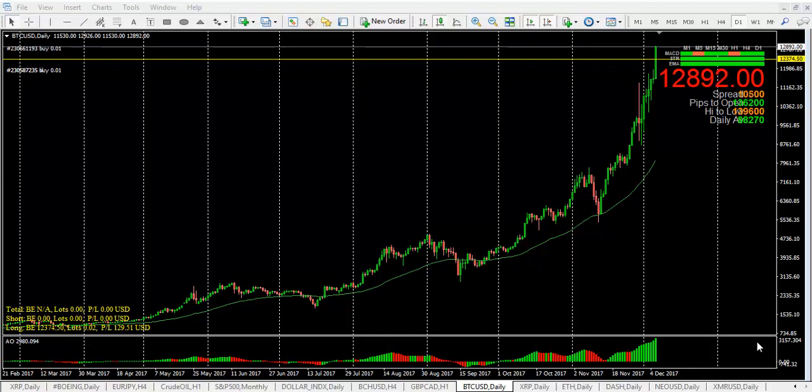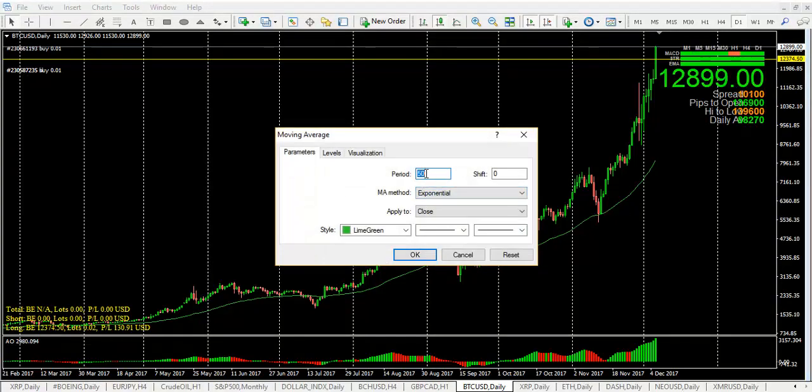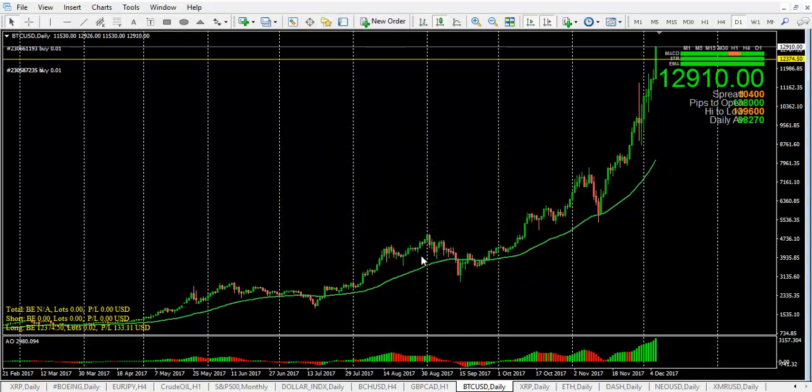And I've got the 50 exponential moving average and an awesome oscillator at the bottom. The green line you see here, that's the 50 exponential moving average. I'm gonna double click so that you can see the properties. The period is 50. Calculation method is exponential. Apply to close. This is very important. All right, lime green or yellow as you like. Okay, so let's get started quickly.